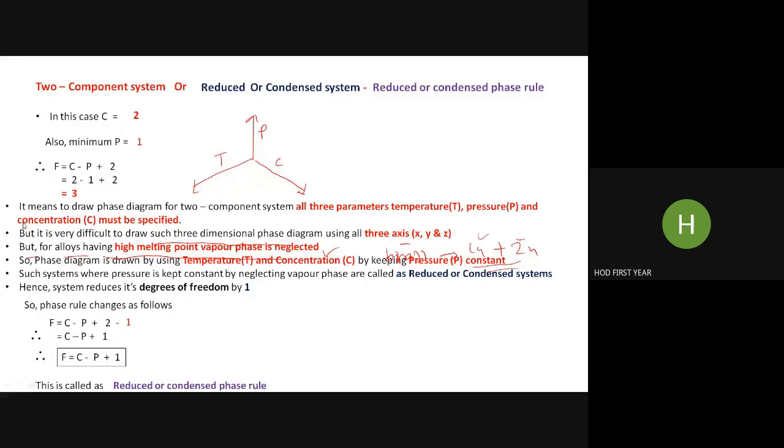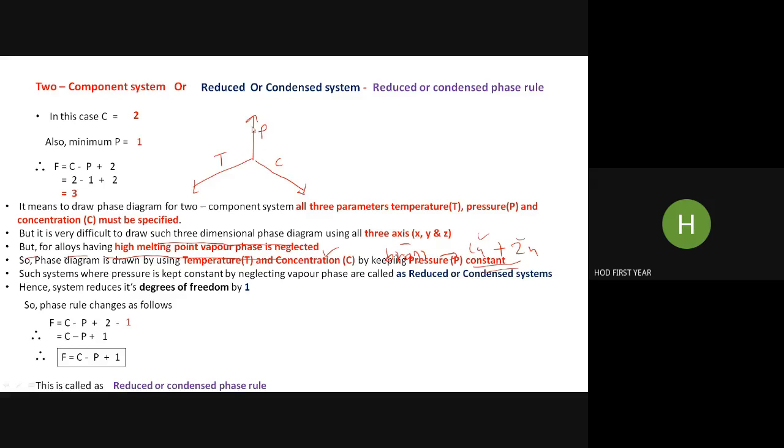But the majority of systems we interact with in engineering are alloys only. For alloys, there is no vapor phase because the melting point is high. So pressure is kept constant, and we select only temperature and concentration. So only two variables, T and C, with pressure constant. So we have a T versus C diagram, keeping pressure constant.